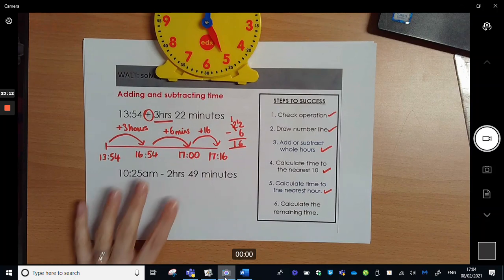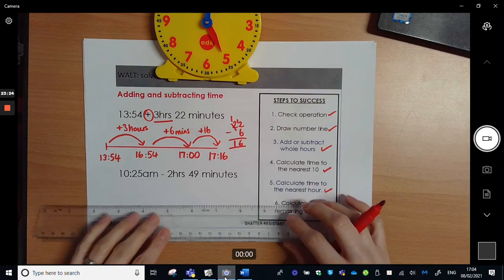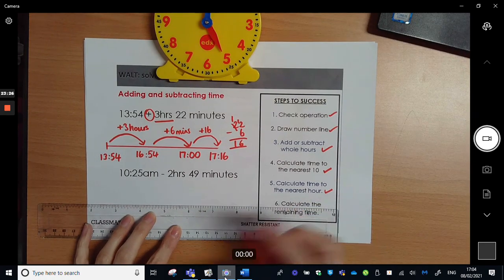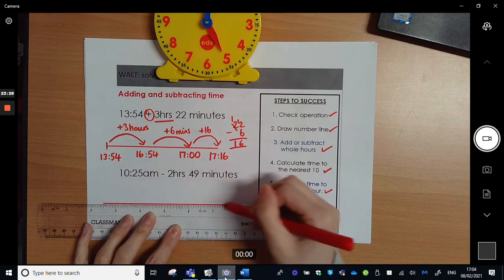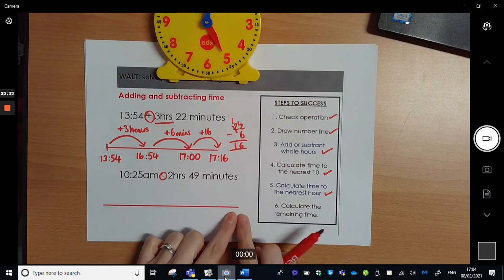But let's look at our final example together. And there's a lot of examples today, guys, but it is very tricky in adding and subtraction time. And because we've got 2 lessons short this week, we are squeezing quite a lot in, but we will practice when we get back to school. So let's look at one with subtraction this time. So checking my operation, it's subtract, so I need to start at this side.